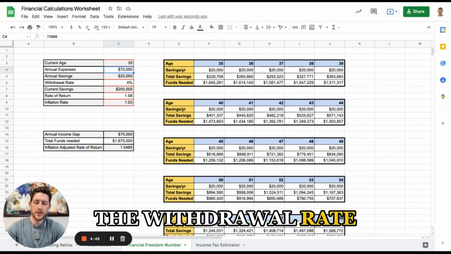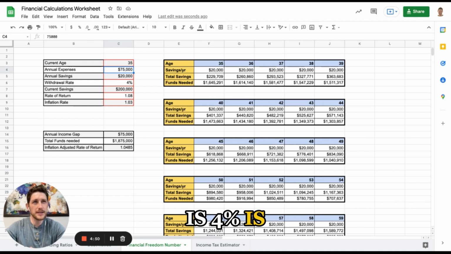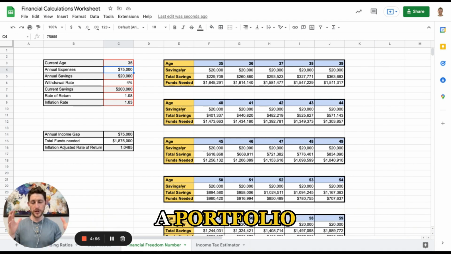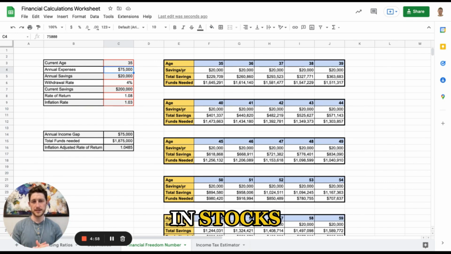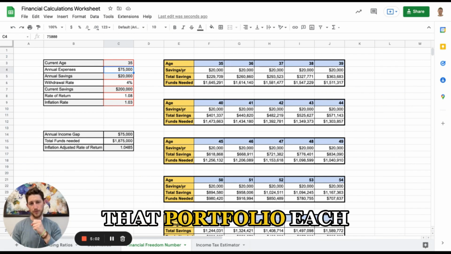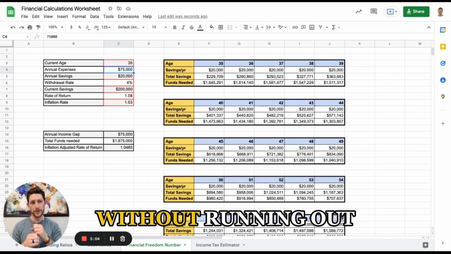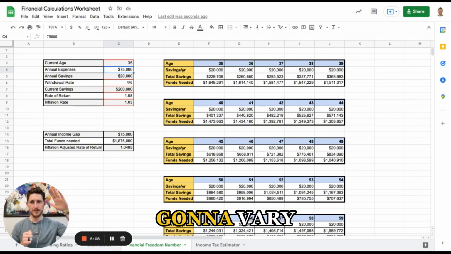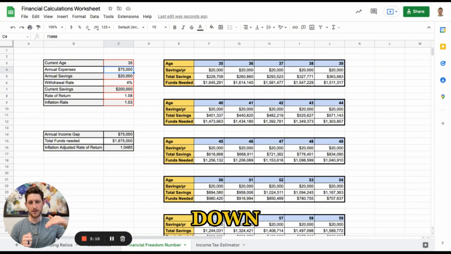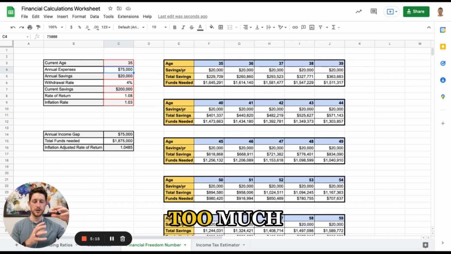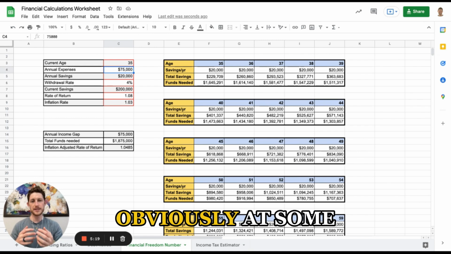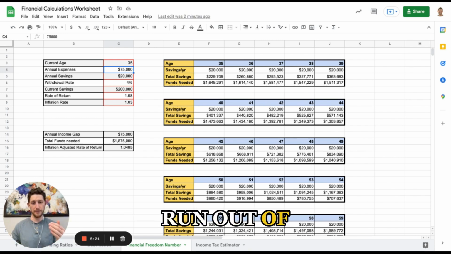The withdrawal rate, the reason this is 4% is, traditionally speaking, in the stock market, when you have a portfolio, when your whole portfolio is invested in stocks, that's generally the rule of thumb. You're able to withdraw 4% of that portfolio each year without running out of money, okay? Because your investment return is going to vary, sometimes up, sometimes down. And so if you start spending too much and you eat into the principal amount of your portfolio, obviously at some point you're going to run out of money.